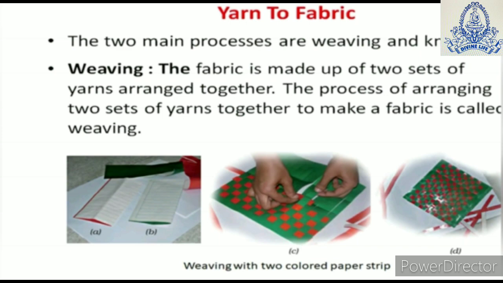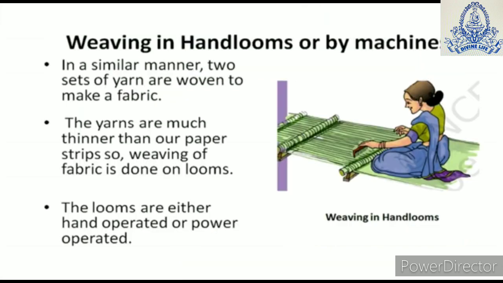In weaving, the fabric is made up of two sets of yarn arranged together. The process of arranging two sets of yarn together to make a fabric is called weaving. Here in the figure, weaving is shown with two sheets of paper of different colors. In a similar manner, two sets of yarn are woven to make a fabric. The yarn is much thinner than our paper strip, so weaving of fabric is done on a loom. The looms are either hand operated or power operated. Hand operated looms are called handlooms and power operated looms are called power looms.